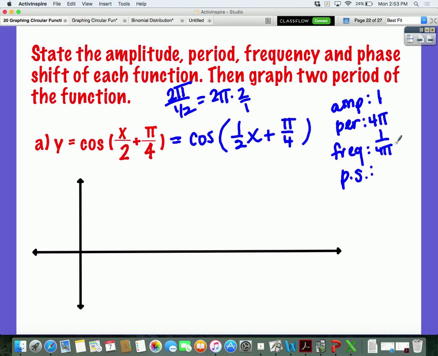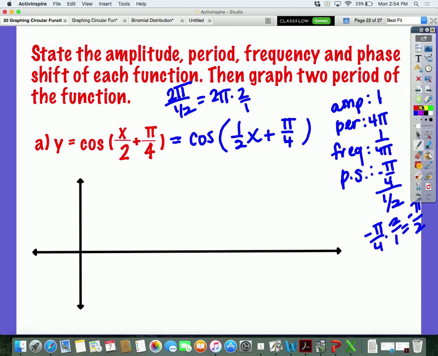And then the phase shift, negative pi over 2, because it would have been negative c over the absolute value of b. So it would have been negative pi over 2. Yes. Okay? So that means we're going to be moving to the left pi over 2 units. Our period is going to be stretched to 4 pi. Our amplitude is still 1, so that doesn't change.